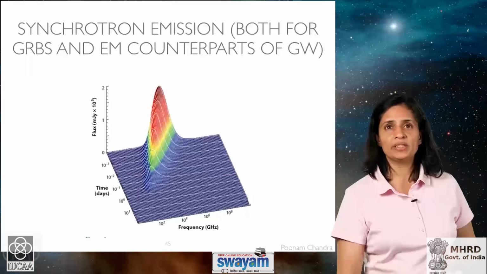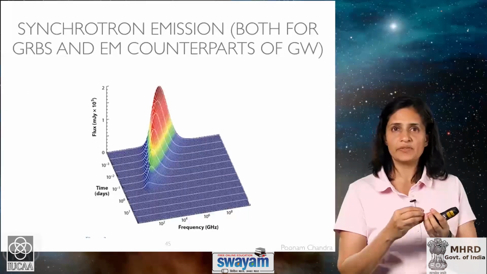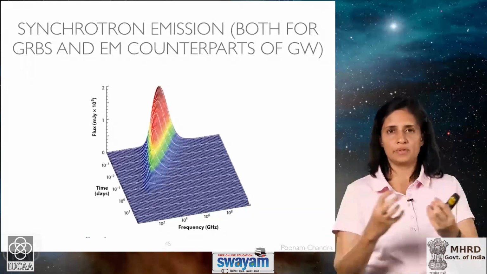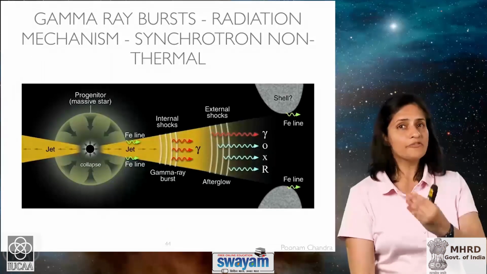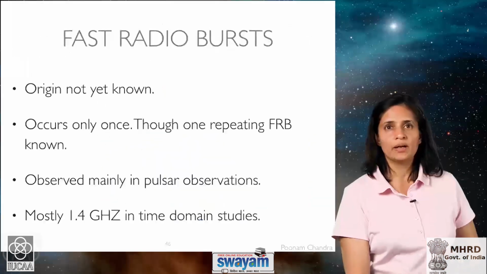And the same phenomena applies, since electromagnetic counterparts of gravitational waves are nothing but the collapse of two compact objects, which again give rise to gamma ray bursts. Same physics applies to electromagnetic counterparts of gravitational waves.